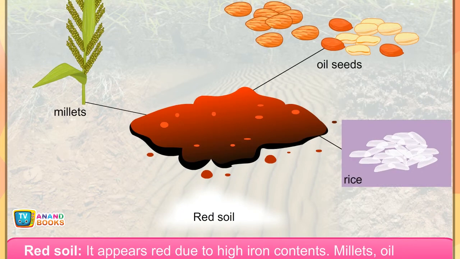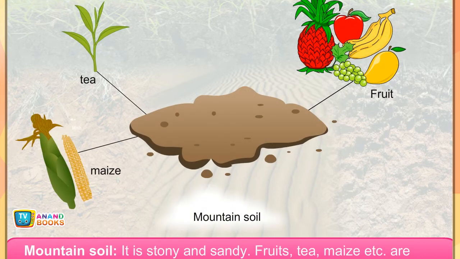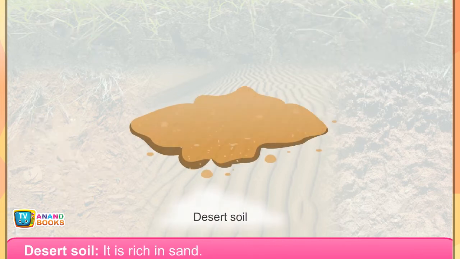Number 3. Red soil. It appears red due to high iron contents. Millets, oilseeds, rice, etc. are cultivated in this soil. Number 4. Mountain soil. It is stony and sandy. Fruits, tea, maize, etc. are cultivated in this soil.